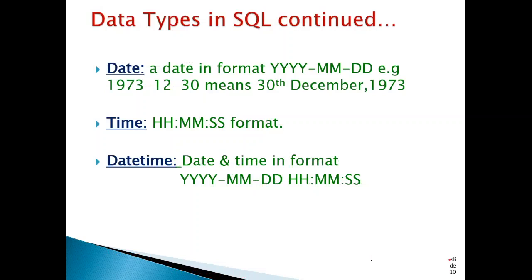Next is the date time data type. With the help of this data type, we can store date and time as a value in a particular field or particular attribute of a relation.